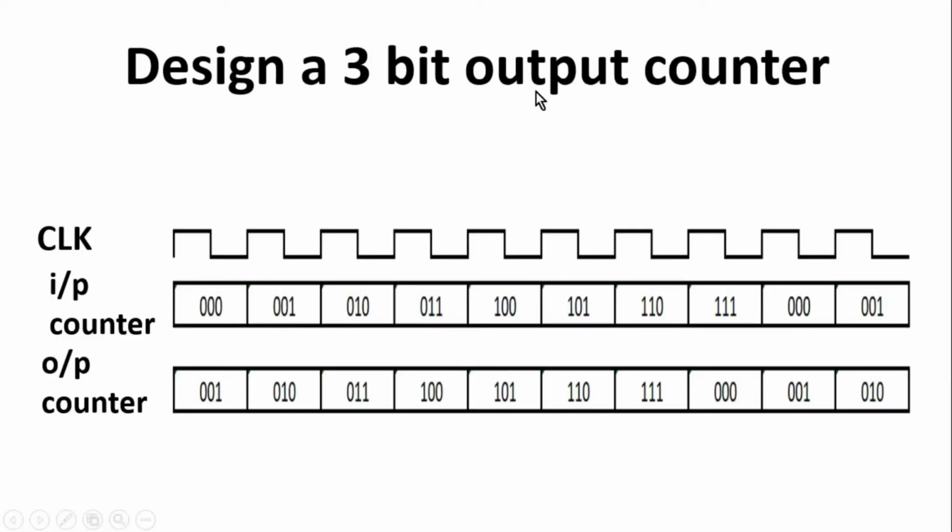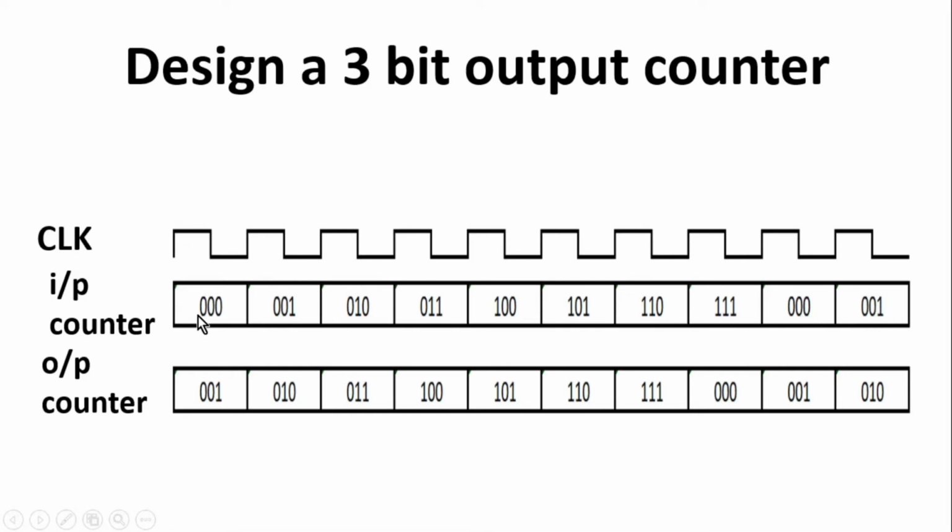a 3-bit output counter, and the input to you is a clock signal and a 3-bit input counter. Let me show you what is the expected output and what is the input given to you. This is the clock, this is the input counter, which counts from 000 to 001, then 010, so on till 111. Then this counter rolls over to 000 value, and this way it keeps on running.